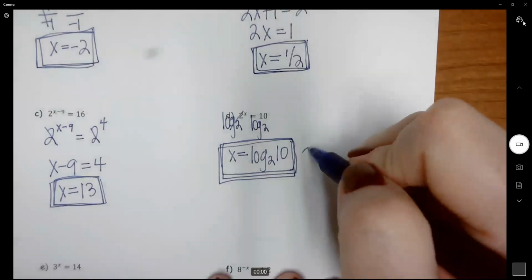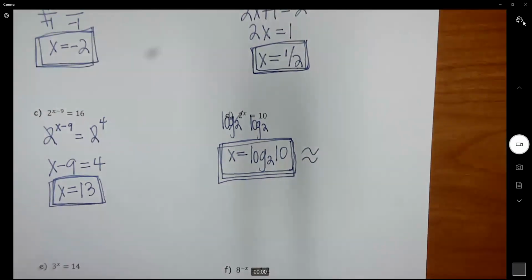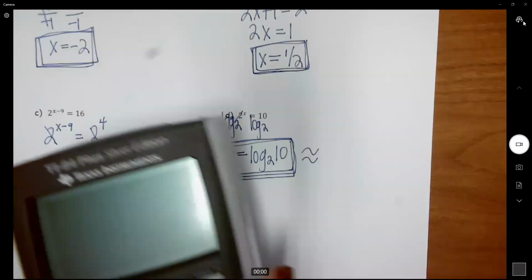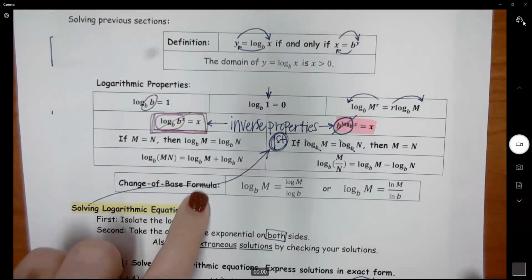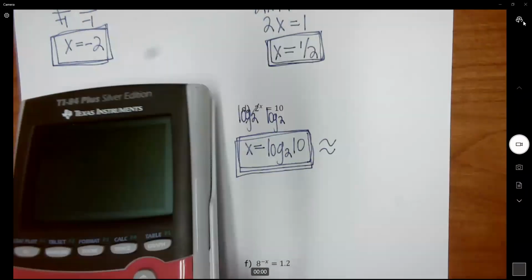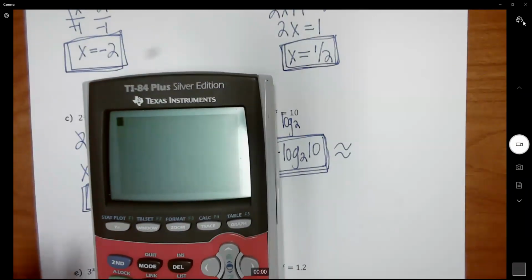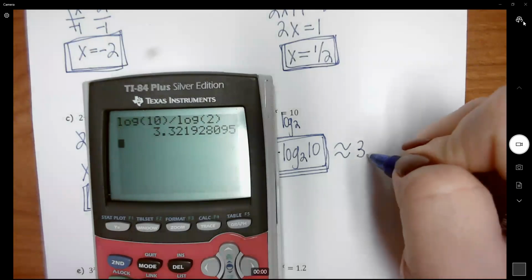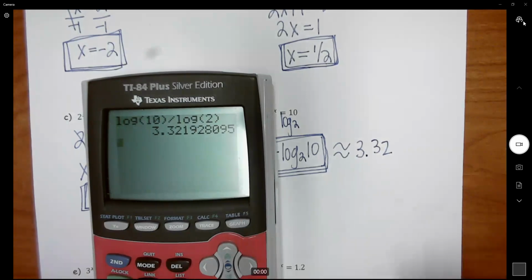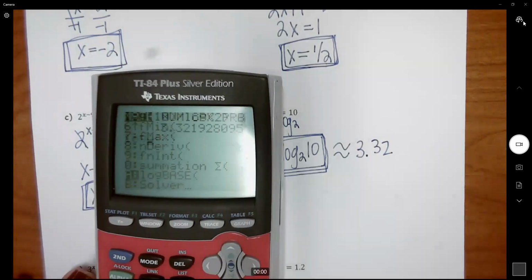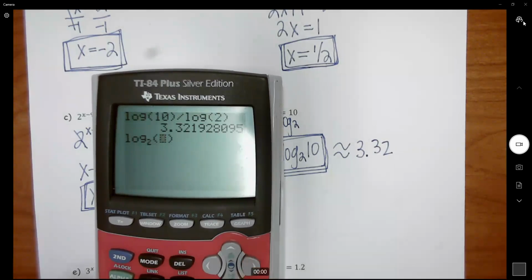You can get a decimal equivalent one of 2 ways. You can first use the change of base formula, which says that this is log base 10 divided by log base 2. So this is about 3.32. Or you can go math up here to log base and say log base 2 of 10. Either way, you get the same answer.